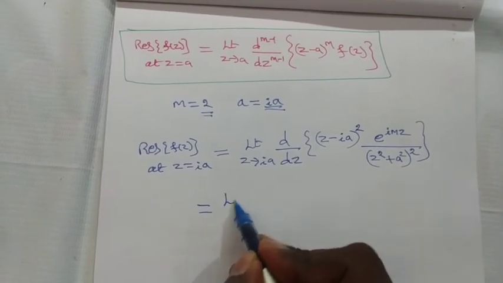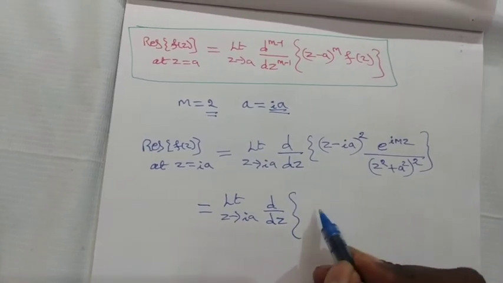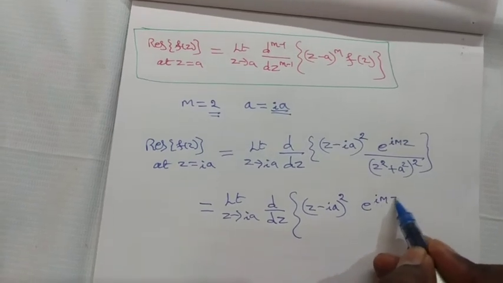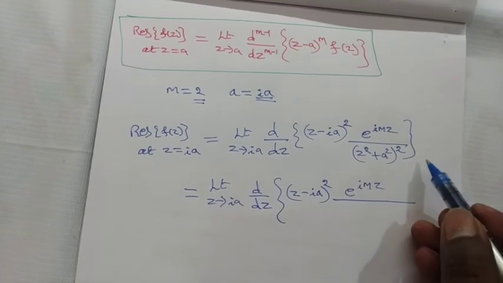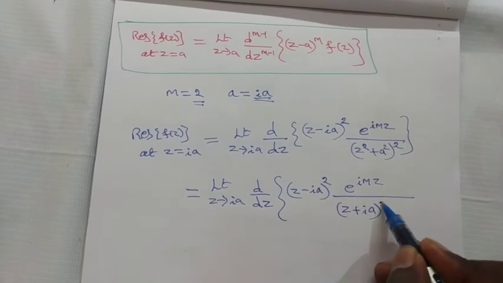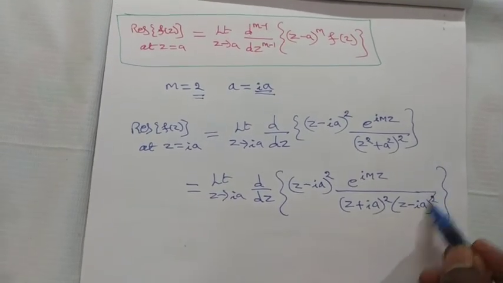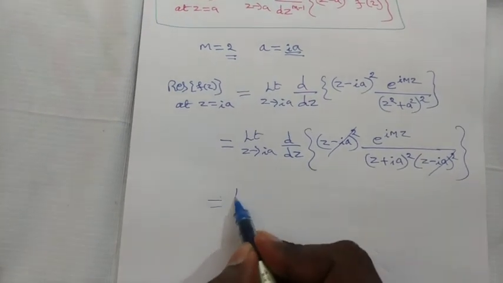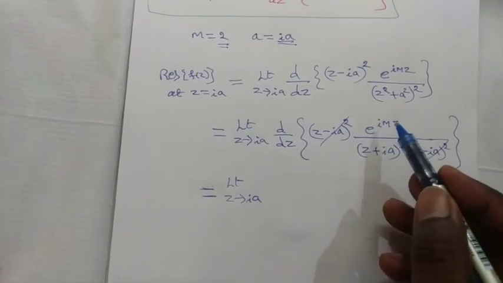The simplification is limit z tends to ia, d by dz of (z minus ia) the whole square into e power imz divided by, this term can be split into two parts, (z plus ia) into (z minus ia), but the power is 2, so (z plus ia) the whole square into (z minus ia) the whole square, and cancel this and this. So the remaining term I want to differentiate with respect to z. So limit z tends to ia. So differentiate by u by v method.